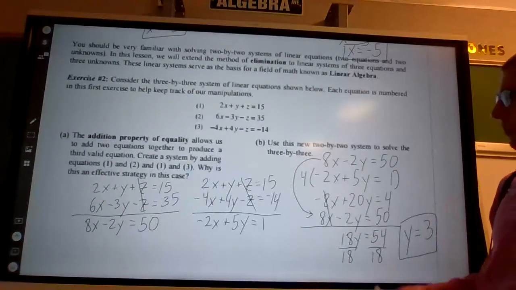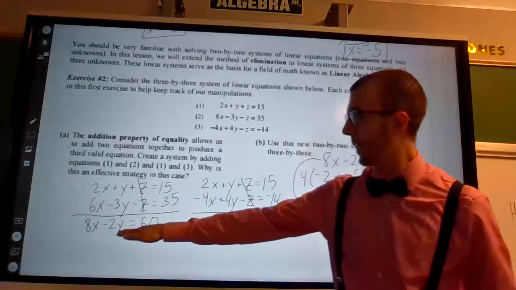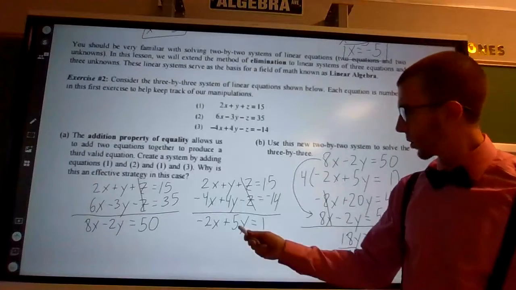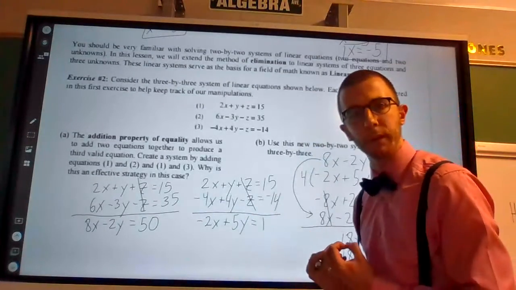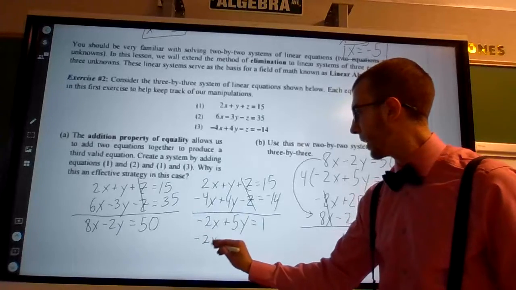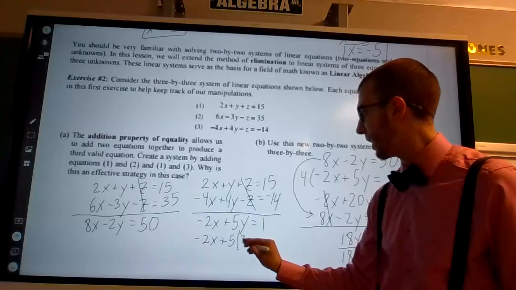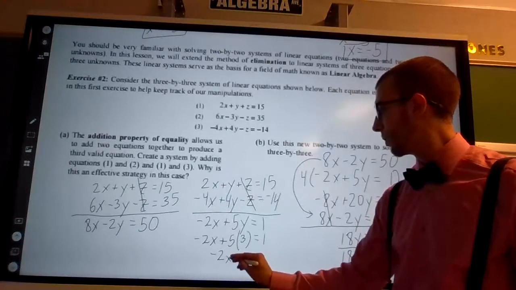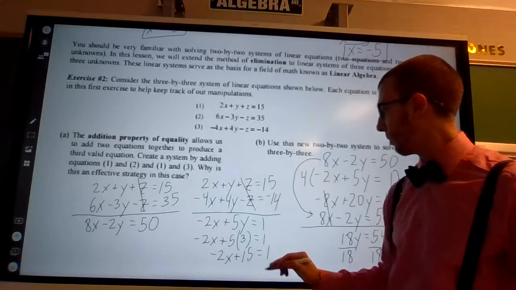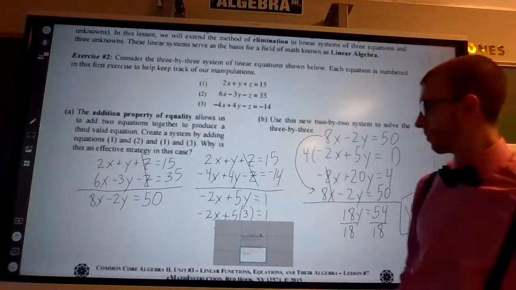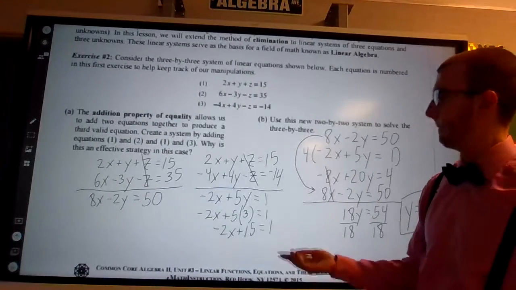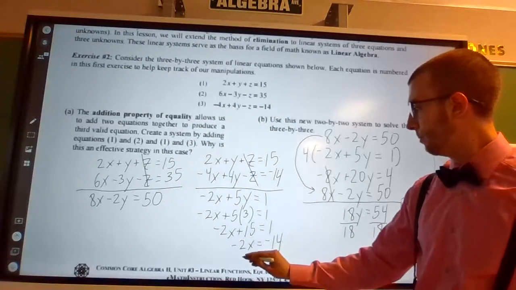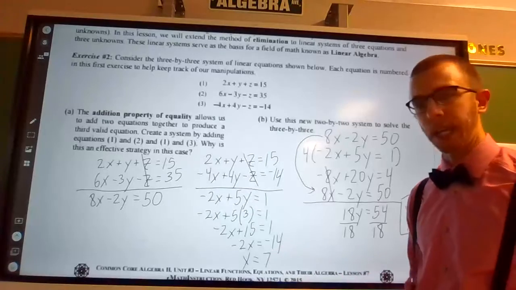Okay, so now we take that y equals 3 and go back to either one of these equations here with just the x and the y, and we substitute in for y. So I'm going to use this one here just because it's closer to me right now. Okay, so negative 2x plus 5 times 3, because I know that y value equals 3, gives negative 2x plus 15 equals 1. Subtract 15, I get negative 2x equals negative 14. And then dividing by negative 2 gives me x equals 7.